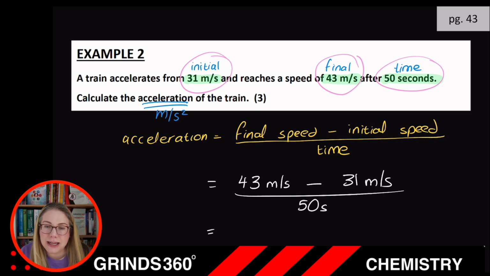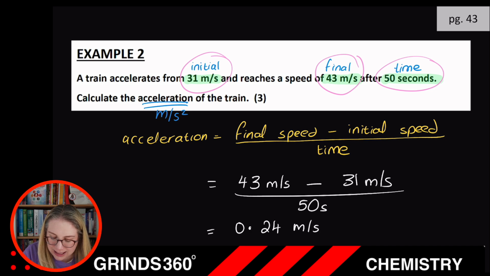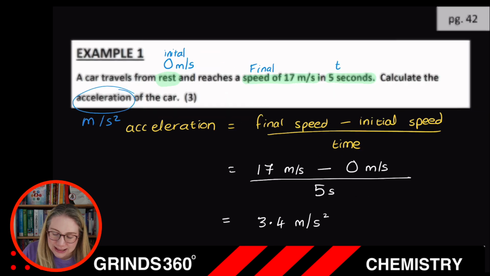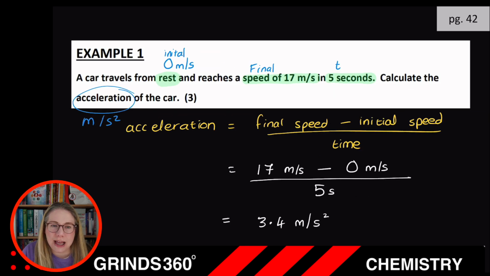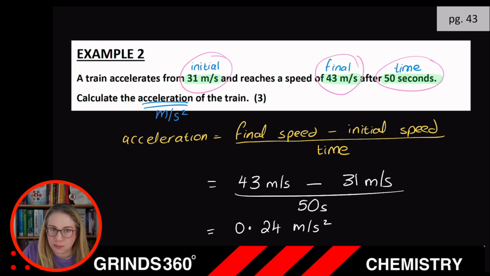Come along and we type that into our calculator, and we're going to get 0.24 meters per second squared. And that's my final answer. Now, you'll notice that in the two examples for acceleration, we're getting positive numbers, because when you work out acceleration, you always get a positive number.